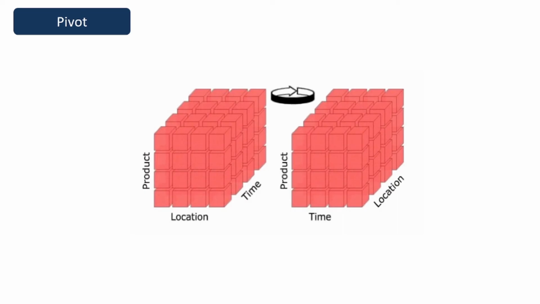And finally, we've got the pivot. This one's more about how the data looks. It doesn't change the data itself, but it rotates the cube so you can see it from a different angle. Kind of like turning a Rubik's Cube to check out a different face. Maybe you want to swap rows and columns or move the time dimension from the side to the top. Pivoting helps you visualize the same data in a new way, which can sometimes reveal things you didn't notice before.